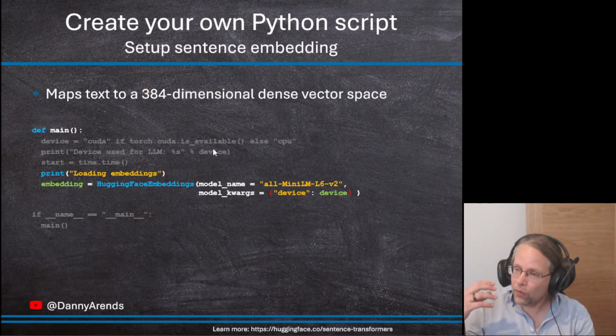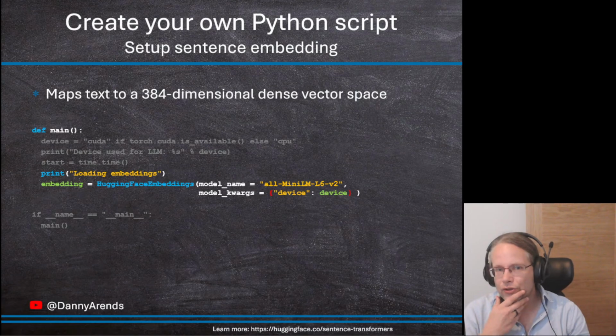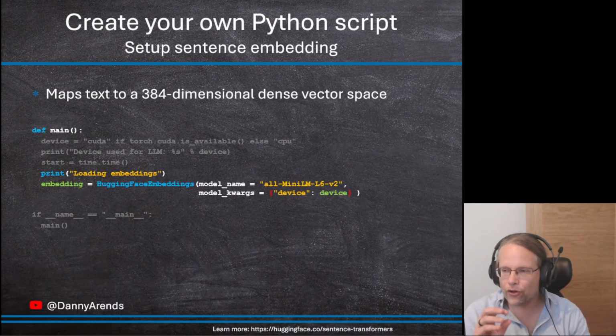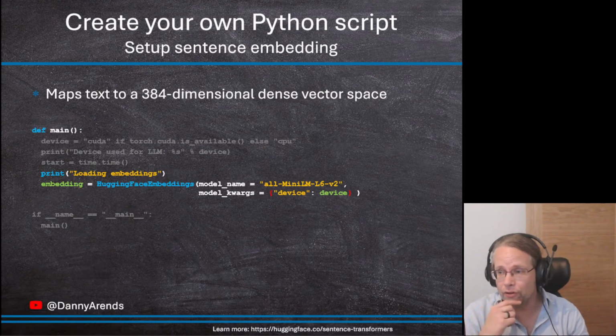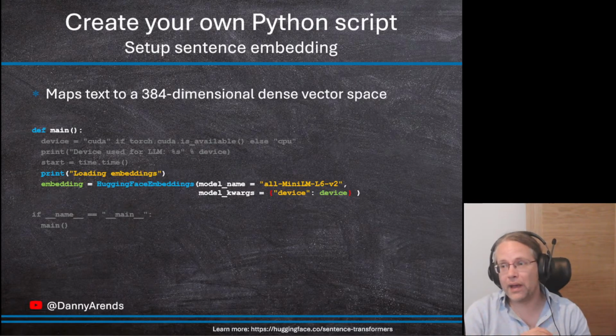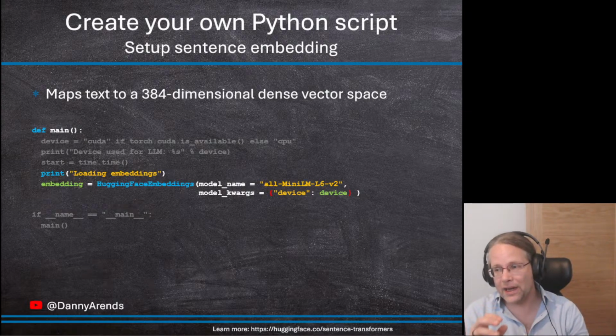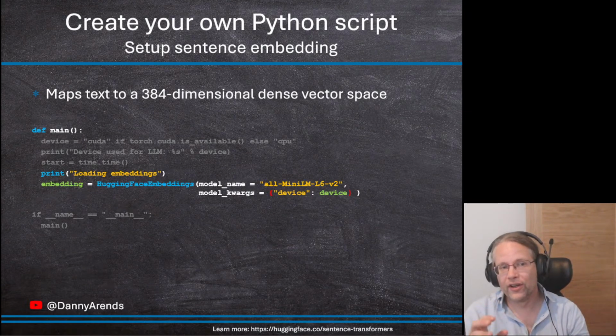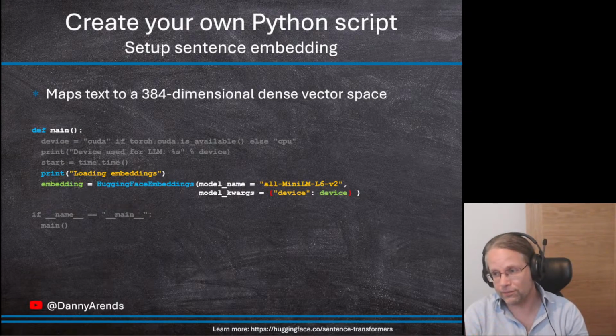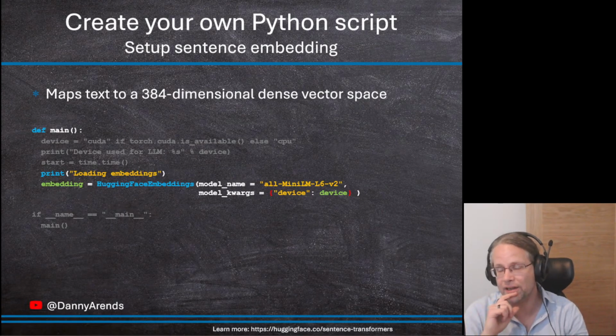All right, so now we start getting into the nitty-gritty. The first thing that we need if we want to use a large language model is an embedding. So what is an embedding, you might ask? Well, according to the definition, an embedding is something that maps text to a 384 dimensional dense vector space. So it is just something you need and no one exactly knows what it is.